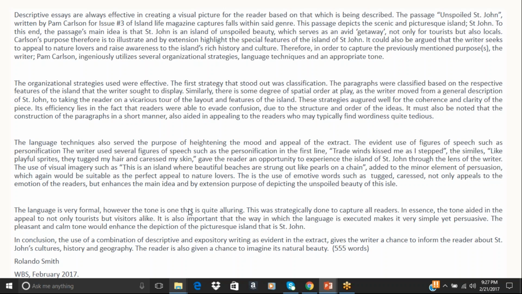It could also be argued that the writer seeks to appeal to nature lovers and raise awareness to the island's rich history and culture. Therefore, in order to capture the previously mentioned purposes, the writer Pam Carlson ingeniously utilizes several organizational strategies, language techniques, and an appropriate tone.